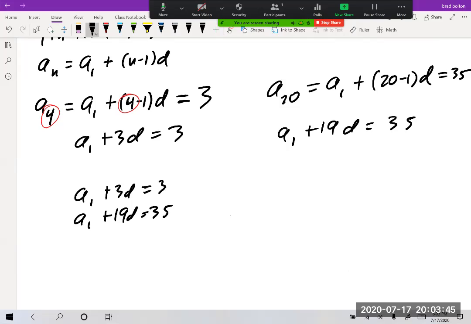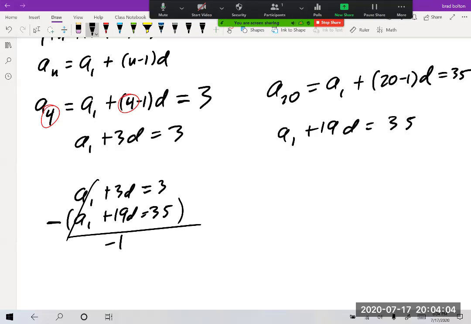Now, we don't have to use matrices. We could, but I can see that if I just subtract these straight up, the a sub 1's cancel, and I get 22d is, oops, I'm not supposed to do that. That would be subtraction. This would be negative 16. So what I'm going to do is subtract this whole thing.